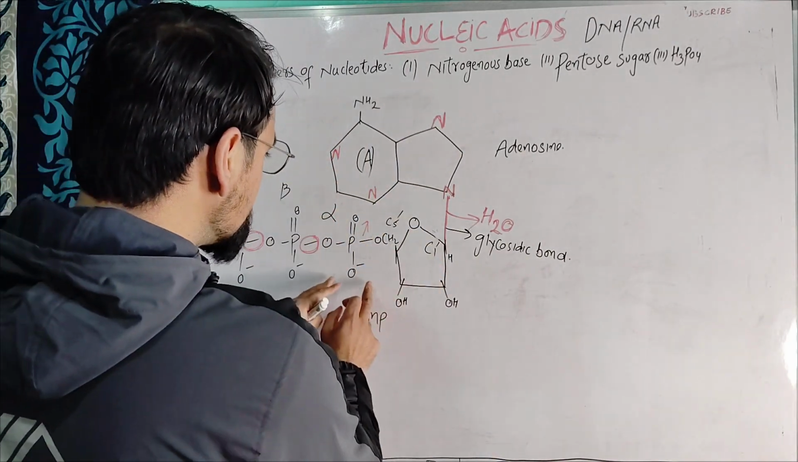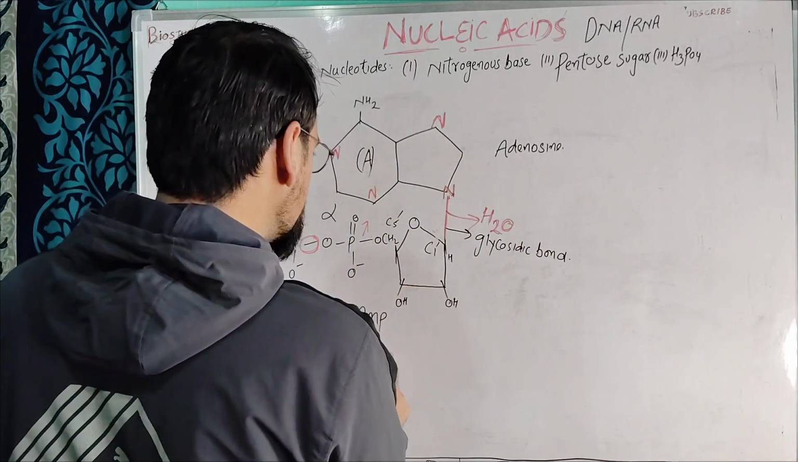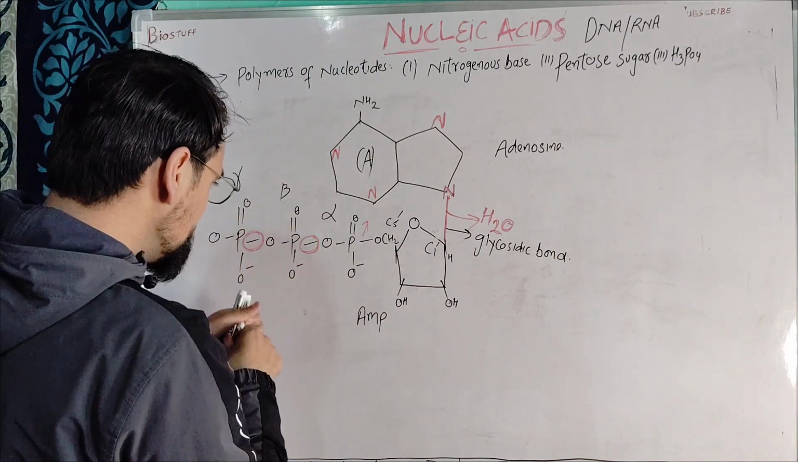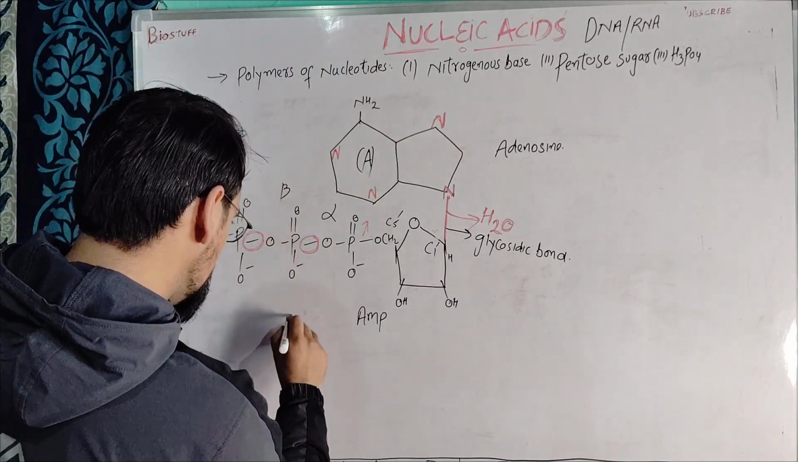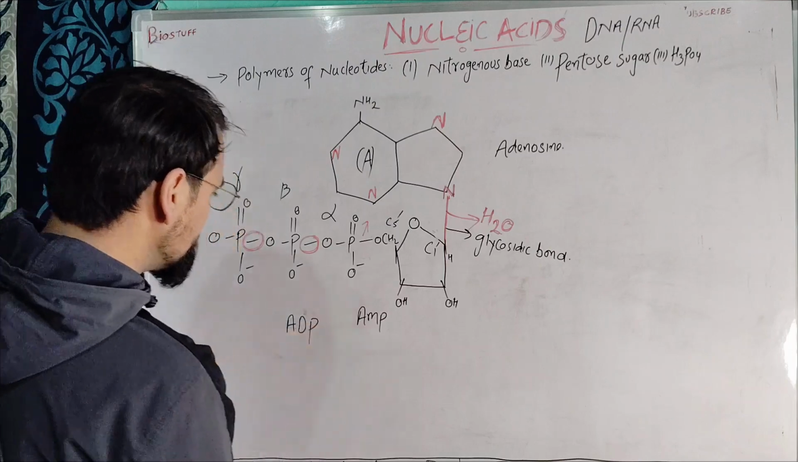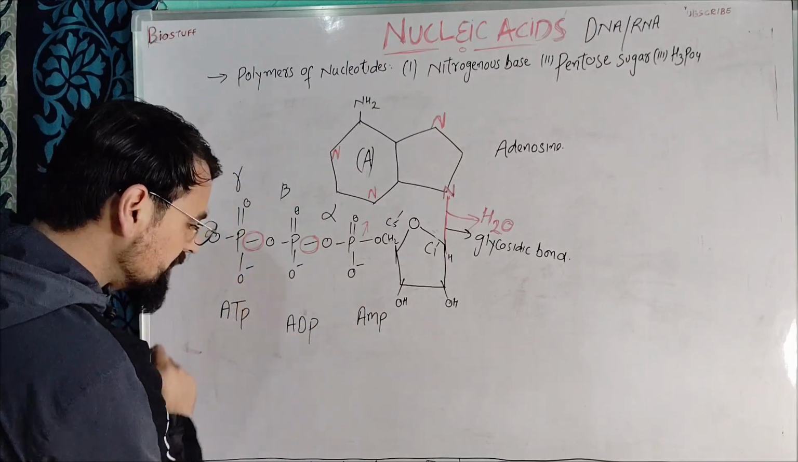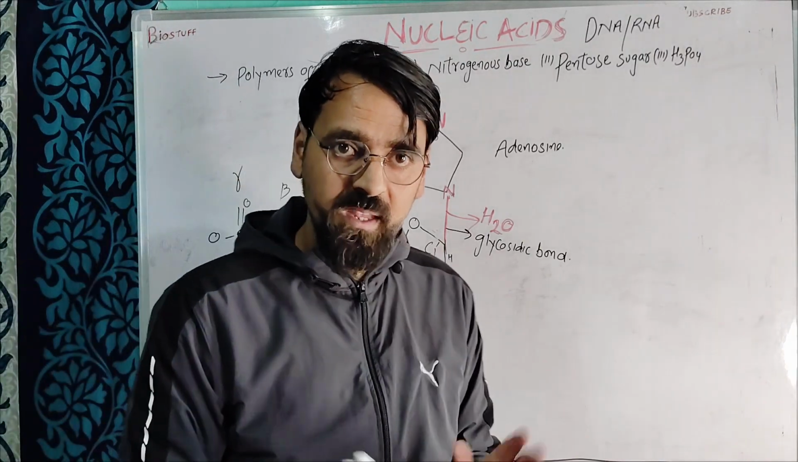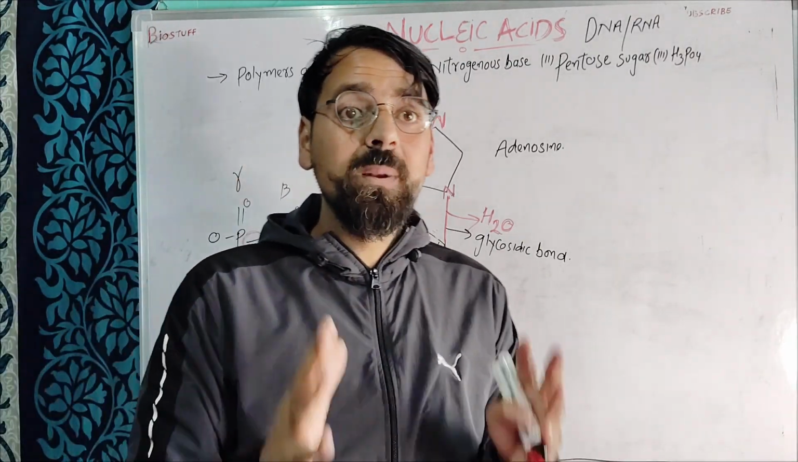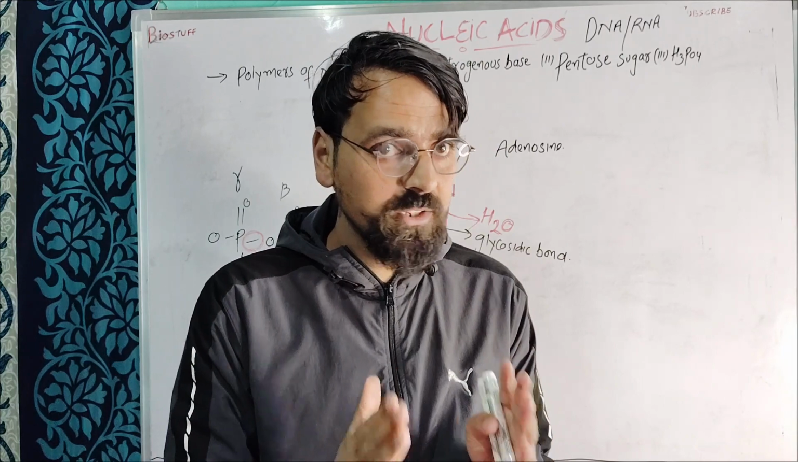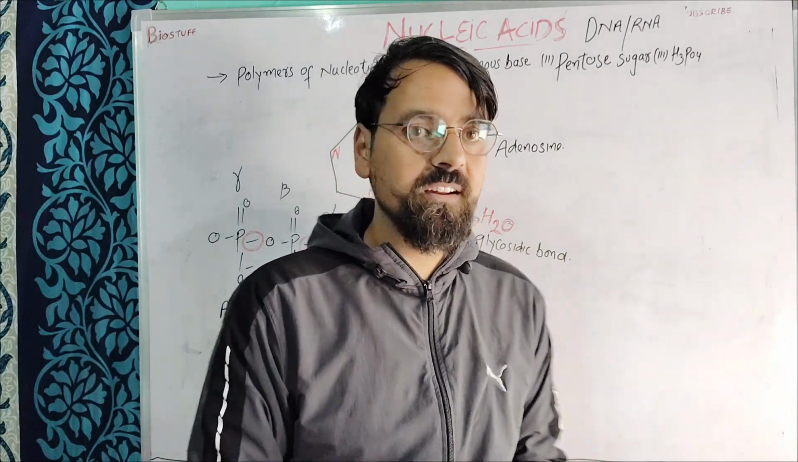So, first of all, it was AMP, adenosine monophosphate. Then we attached the beta phosphate. It became ADP, adenosine diphosphate. Then we attached the gamma phosphate. It becomes ATP, adenosine triphosphate. Okay? And we know that ATP is a complete nucleotide, and it is used as the energy currency of the cell.